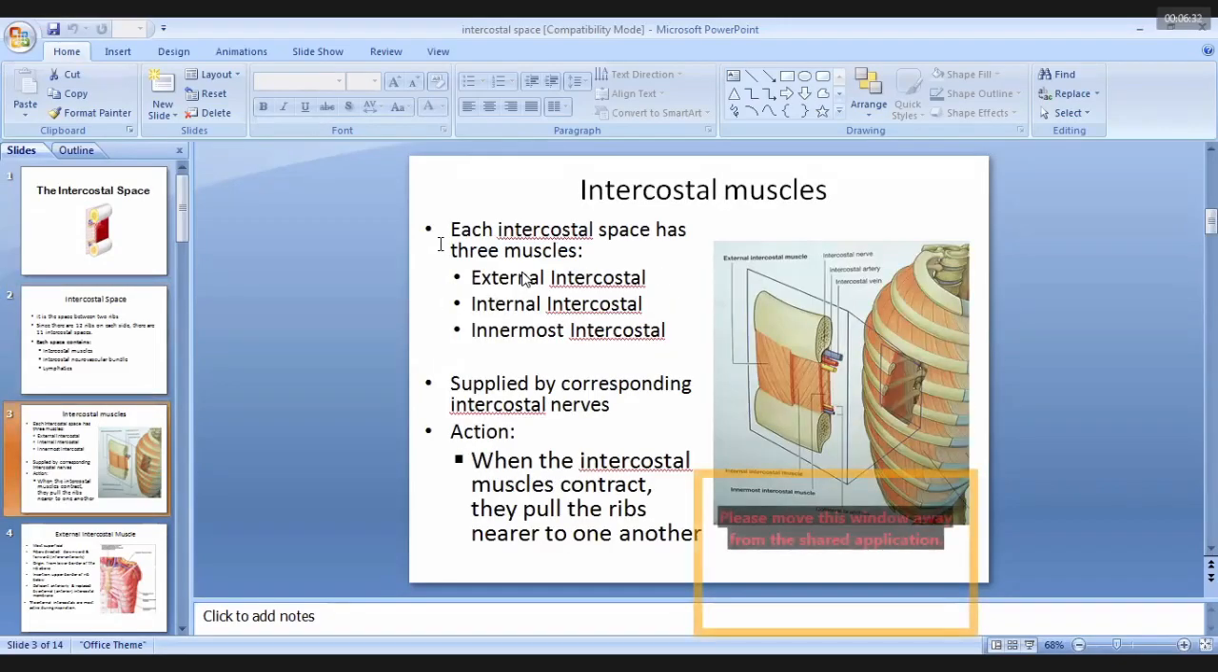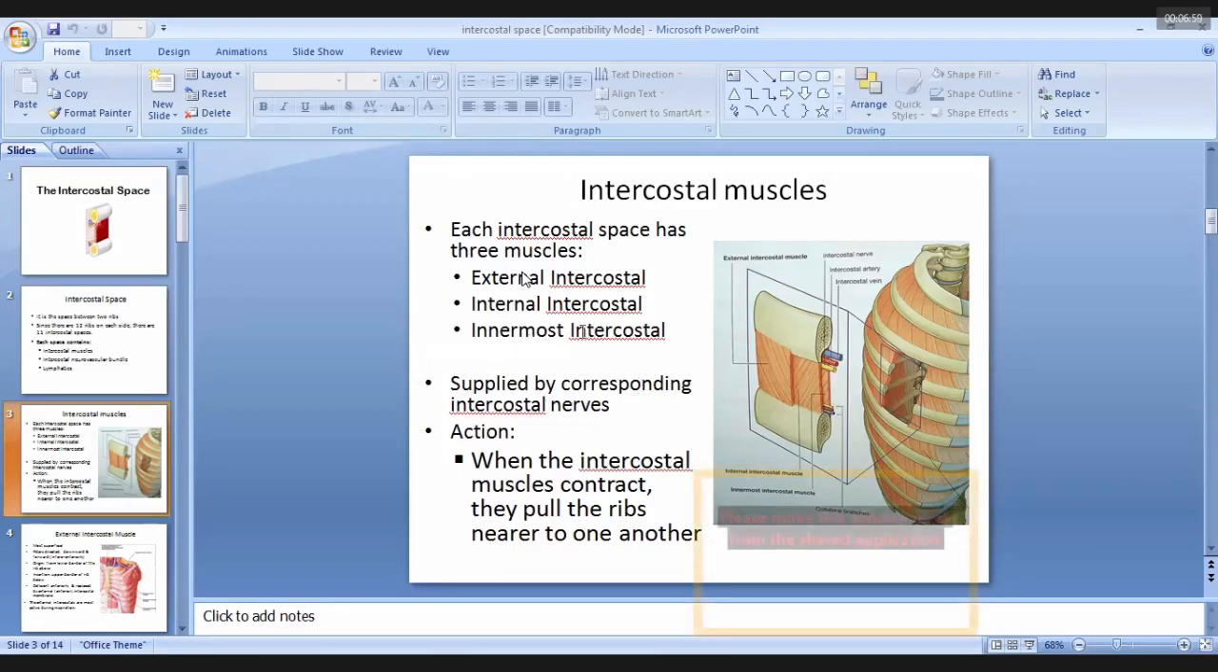Starting with the muscles of the intercostal space, there are three types of muscles. From outside to inside: the external intercostal, internal intercostal, and innermost intercostal muscle. So this one is the most outer, the external intercostal, then the middle one, the internal intercostal muscle, and the innermost intercostal muscle.